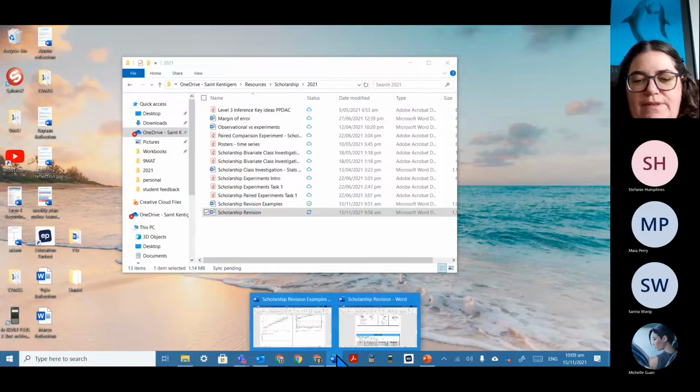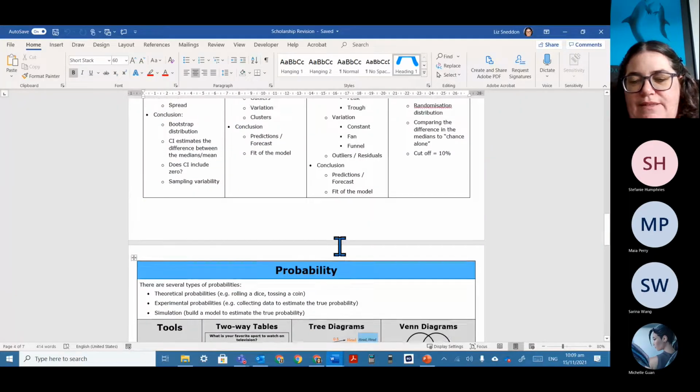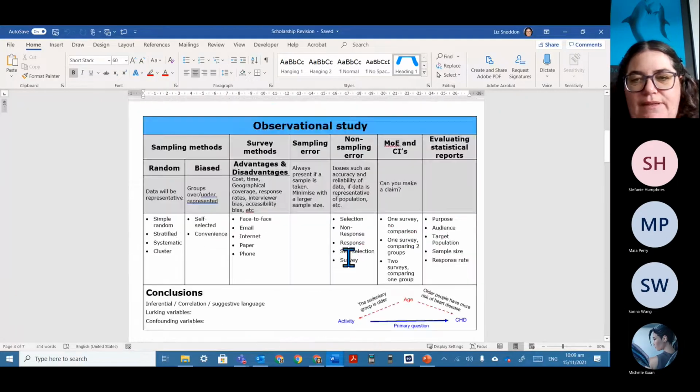So now I just want to share my screen and I want this document to start with.